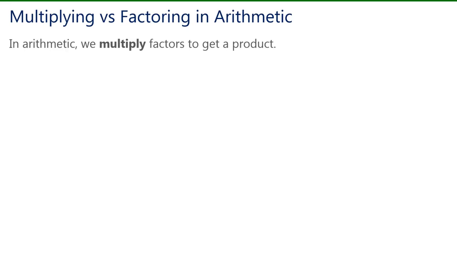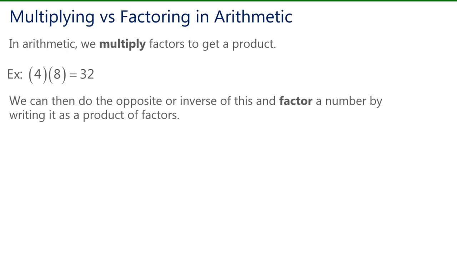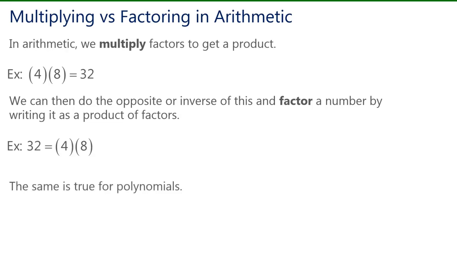Let's look at multiplying versus factoring in arithmetic. In arithmetic, we multiply factors to get a product. For example, 4 times 8 equals 32. 4 and 8 are the factors, 32 is the product. We can then do the opposite or inverse of this and factor a number by writing it as a product of factors. For example, 32 can be written as 4 times 8, the factors being the 4 and the 8. The same is true for polynomials.